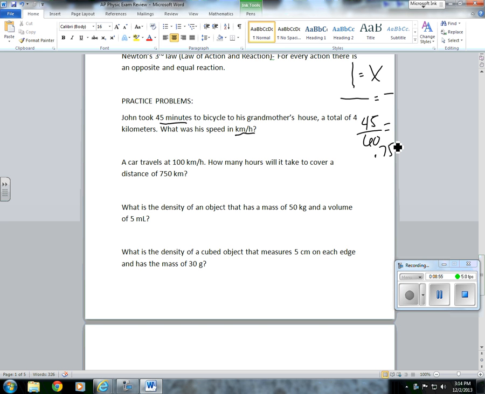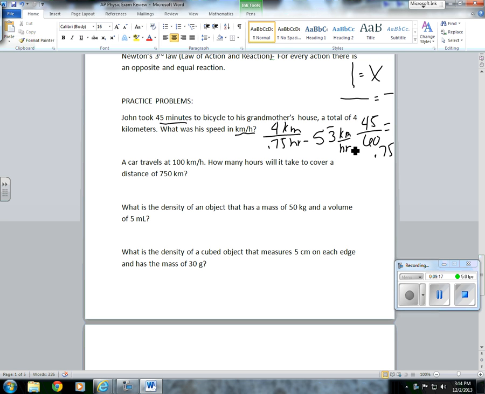So now we want to find speed. Speed is simply distance divided by time, so you want a total of 4 kilometers. We're going to divide that by 0.75 hours, and 4 divided by 0.75 is 5.3 repeating kilometers per hour.